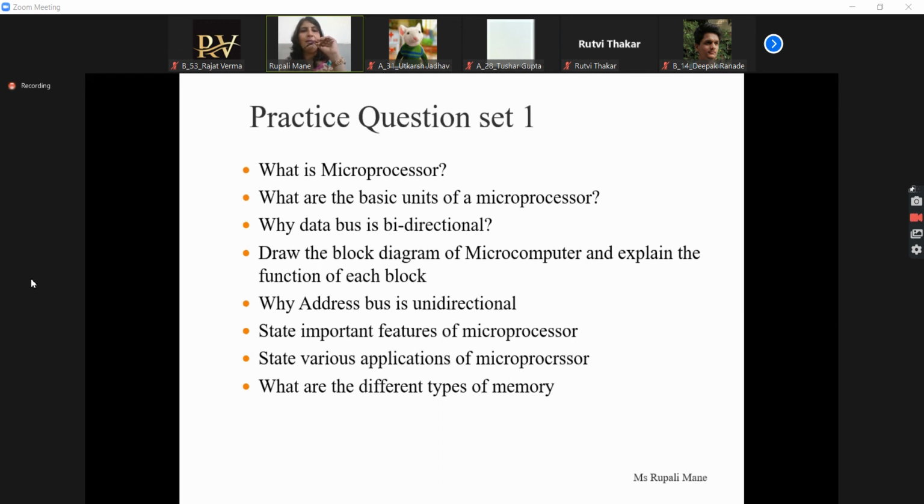So these are some of the practice questions. Important practice questions are: what is a microprocessor? See, these questions will be there in your viva. What are the basic units of a microprocessor? Why is the data bus bidirectional? Draw the functional block diagram of a microcomputer and explain the function of each block. Why is the address bus unidirectional? State important features of a microprocessor, various applications of a microprocessor, and different types of memories.